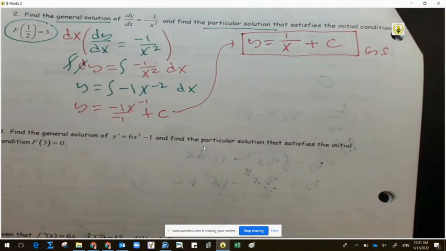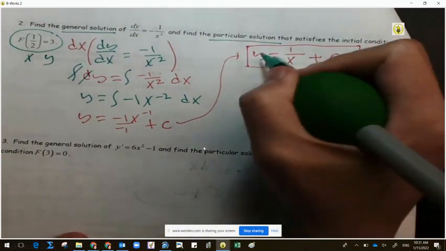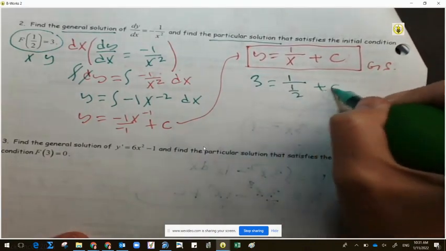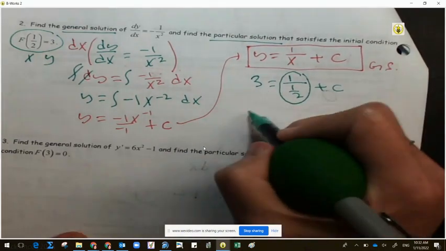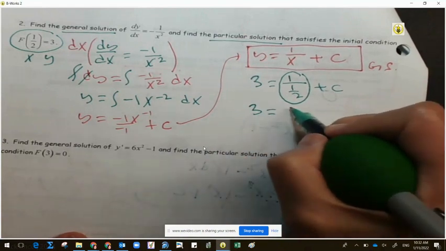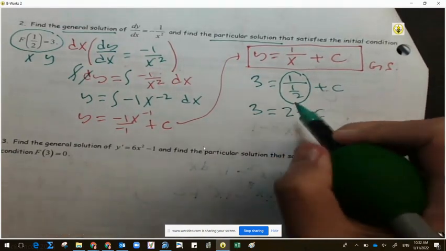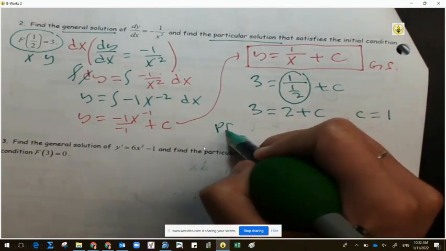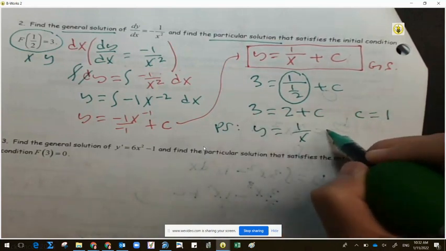Now for the particular solution, can I plug in my x of 1/2 and y of 3? Yep. So here's my y, and then 1 over my x is 1 over 1/2, plus c. When we multiply by the reciprocal, all that fraction is going to give us how many? Oh, 2 plus c. So we know c has to be how many? c must equal 1. So we know our particular solution, meaning the value of c is found: y equals 1 over x plus 1.